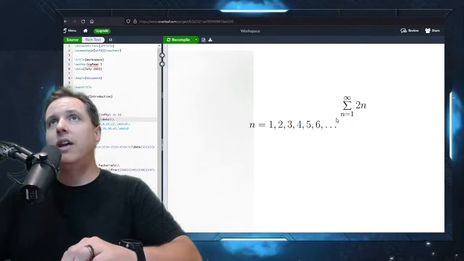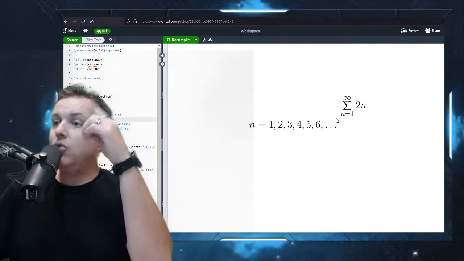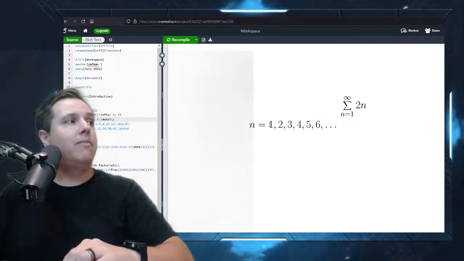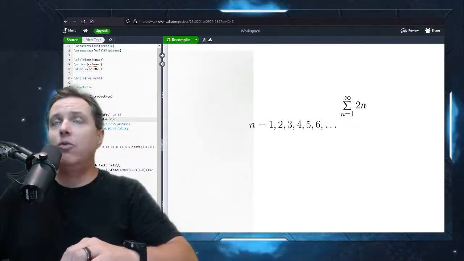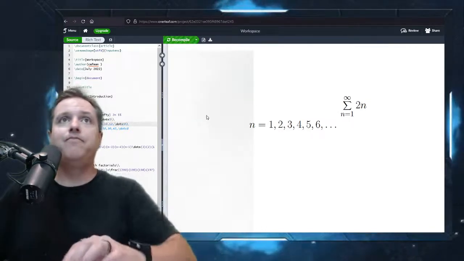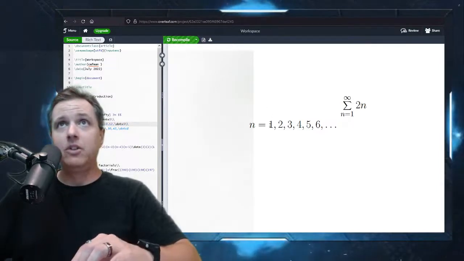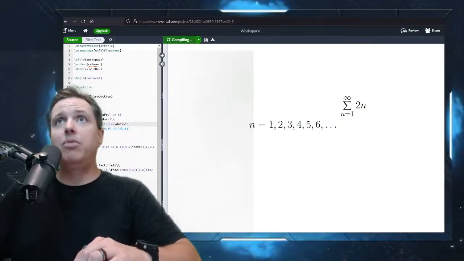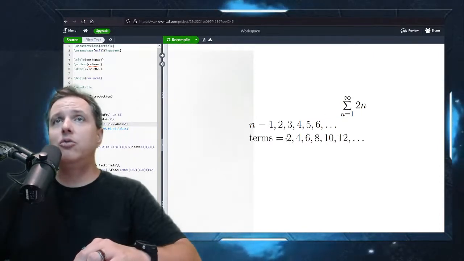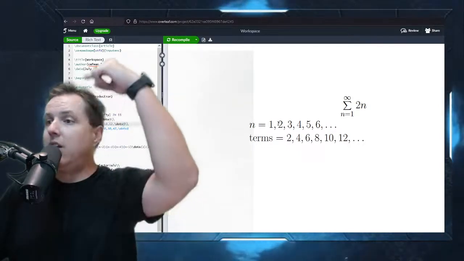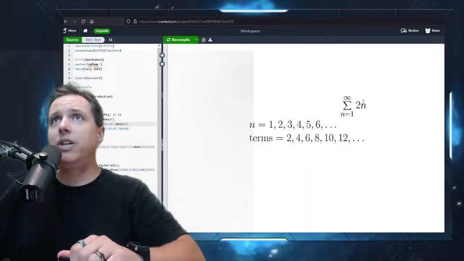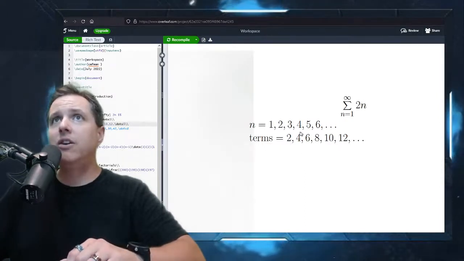So n starts at 1, and then each time you do the process, you iterate n to be one integer greater. So our n would start at 1. I would plug n in here for 1 and go, okay, 2 times 1 is 2, right? So then we start getting our terms, right? So you can see when I plug in 1 for n, I get 2 times 1, which is 2. So our first term is 2. Now I'm going to iterate and up my n by 1 value. So now n becomes 2. I plug 2 in here. 2 times 2 is 4. My next term is 4.